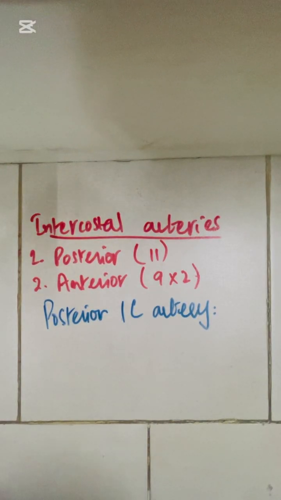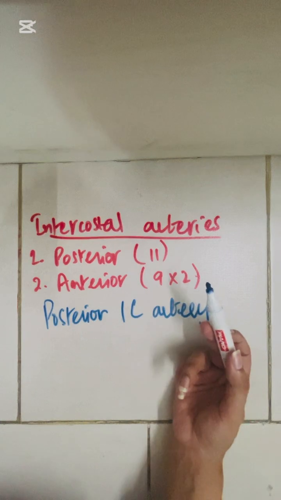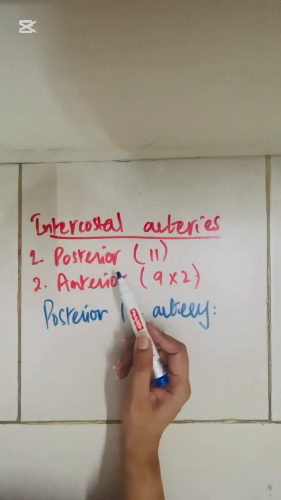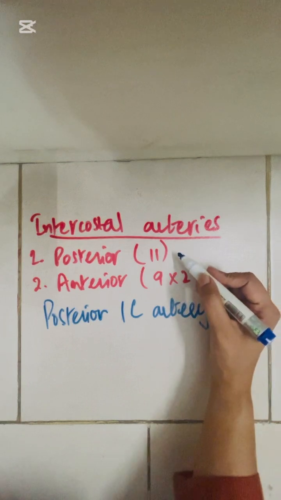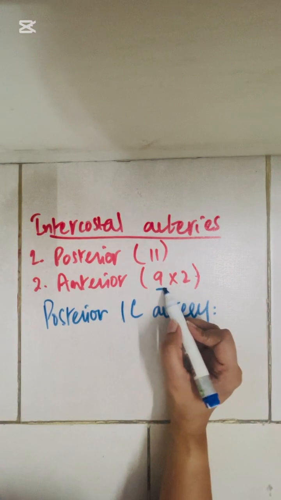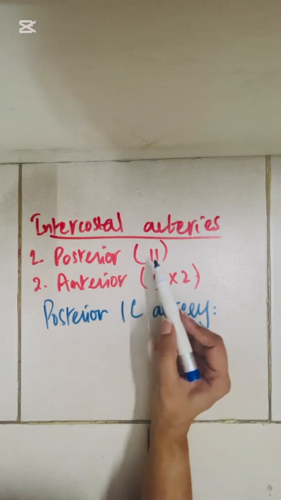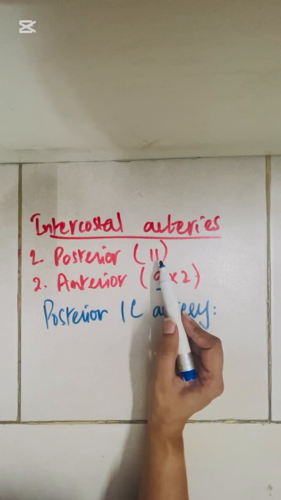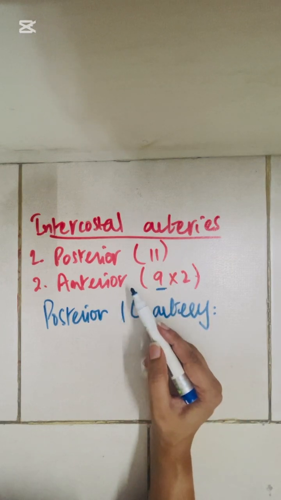Today we are going to discuss the intercostal vessels. Intercostal vessels include intercostal arteries and intercostal veins. So intercostal arteries, we have the posterior intercostal arteries and anterior intercostal arteries. Posteriorly we have 11 intercostal spaces and anteriorly we have 9 intercostal spaces. So in each space posteriorly we have one posterior intercostal artery, and anteriorly in each space we have two anterior intercostal arteries.